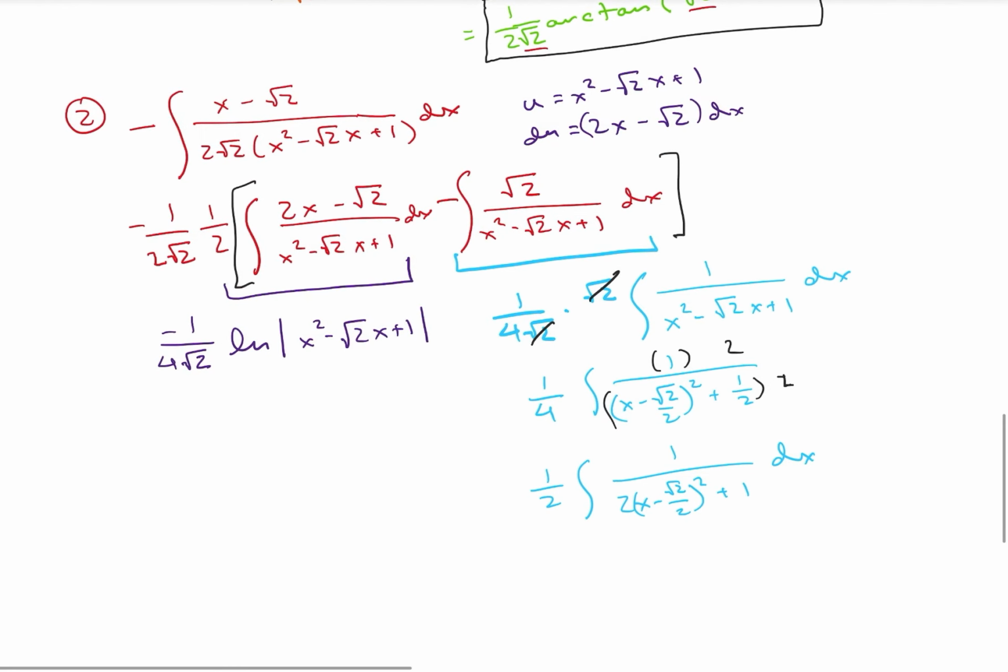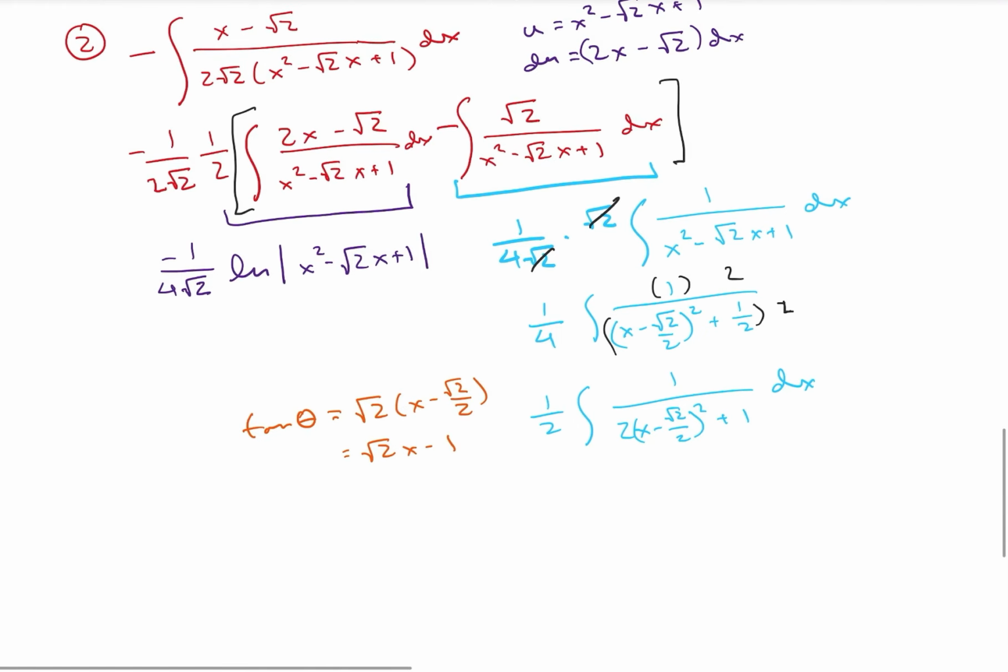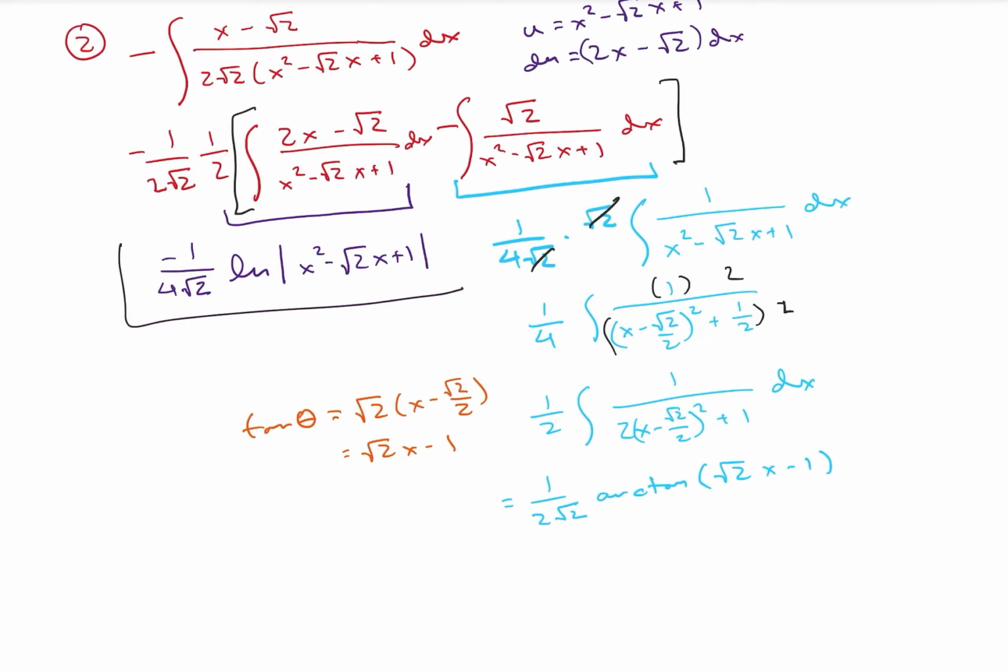This time we're going to make tangent of theta equal to root 2 times x minus root 2 over 2, which is the same as root 2x minus 1. So this whole thing is going to end up being 1 over 2 root 2 times the integral, sorry, not times the integral, arctan of square root of 2x minus 1. All right. And now all we need to do is put all of our 4 pieces together.